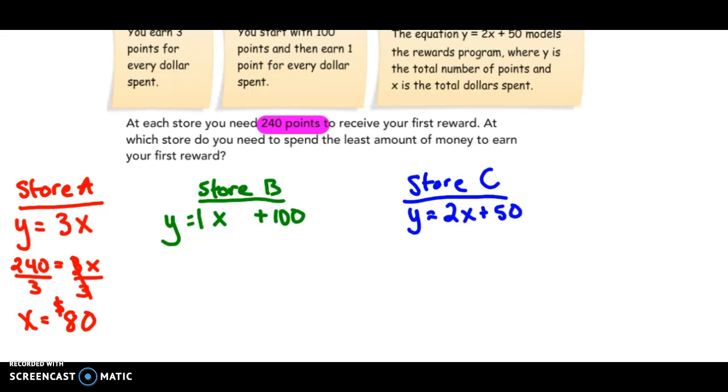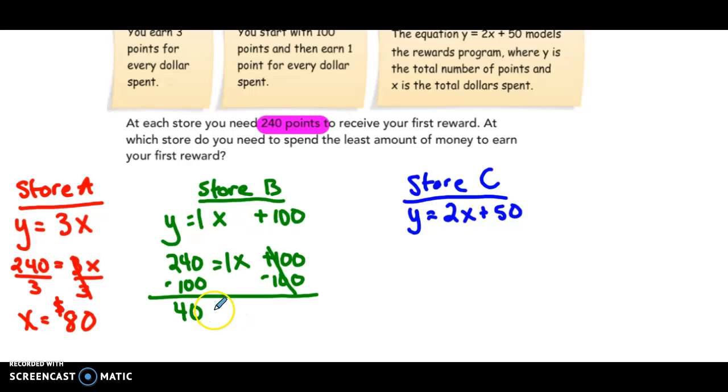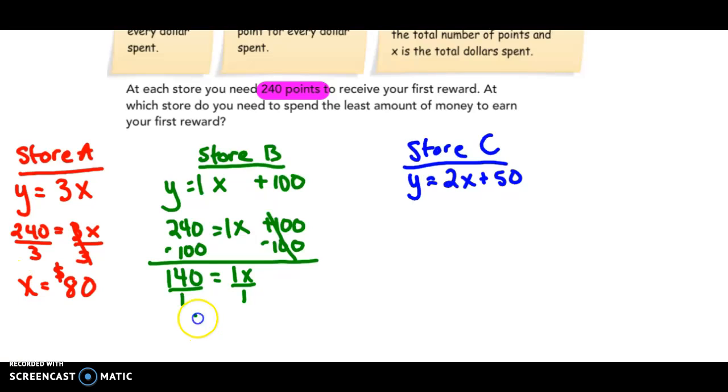We did store B in green, so 240 equals 1x plus 100. Subtract 100 on both sides. That leaves me with 140 equals 1x. So divide by 1 on both sides. That tells me that x is going to equal $140 for store B.